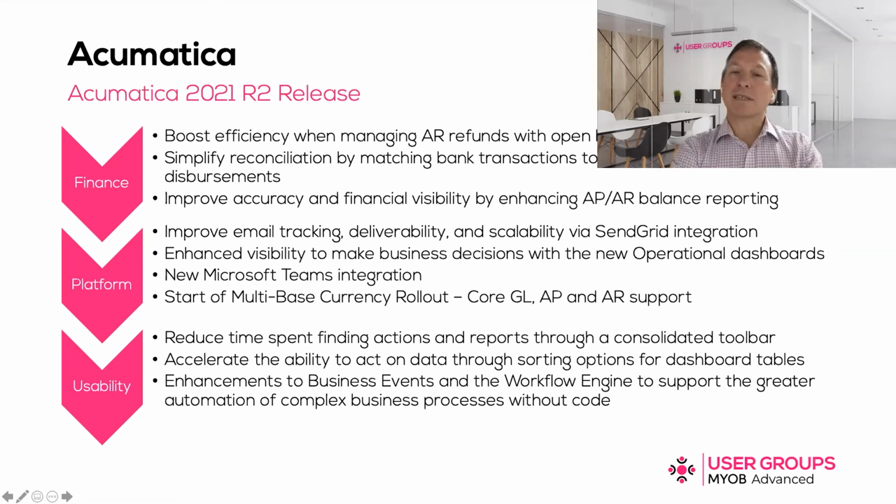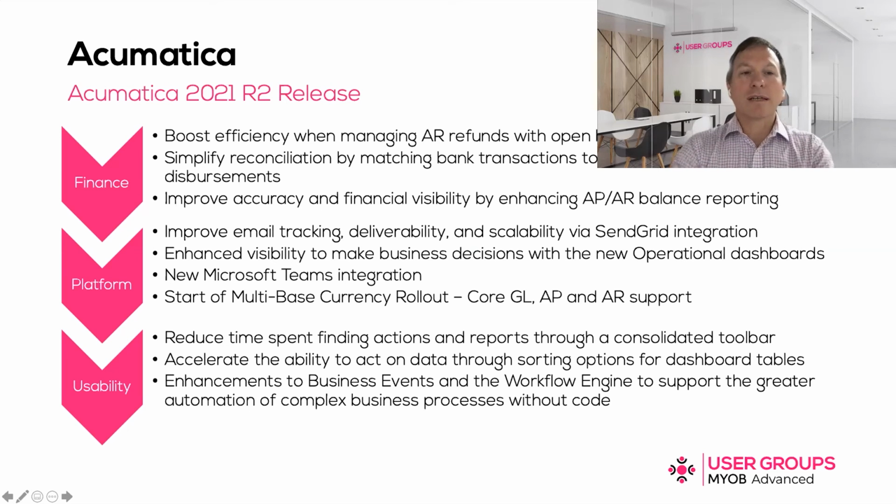In terms of usability, there's some significant changes around the toolbar and a new consolidated toolbar that brings some ease of use benefits, new sorting options around dashboard tables, and some big enhancements around business events in terms of the ability to trigger business events through workflow. And basically what we kind of call codeless, a codeless approach to automation of complex business processes. Now, Nick will talk a little bit more to some of that in his tips and tricks segment, and that will give us a little bit of a preview in terms of some of the things that we can do around those features.